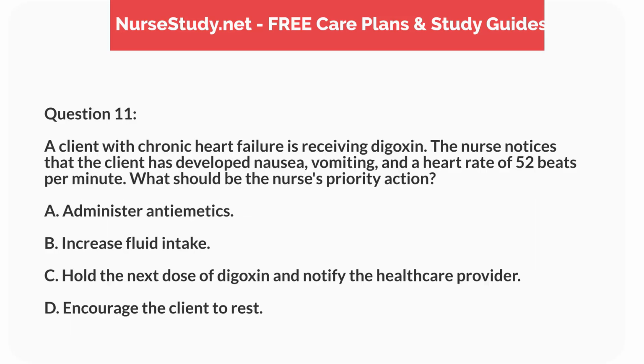Question 11. A client with chronic heart failure is receiving digoxin. The nurse notices that the client has developed nausea, vomiting, and a heart rate of 52 beats per minute. What should be the nurse's priority action? A. Administer antiemetics. B. Increase fluid intake. C. Hold the next dose of digoxin and notify the healthcare provider. D. Encourage the client to rest.